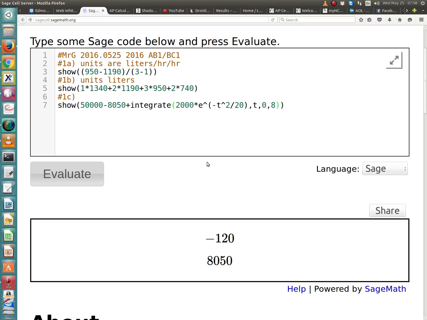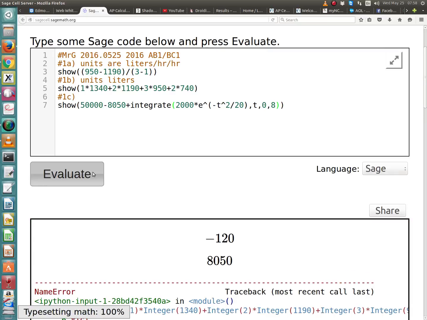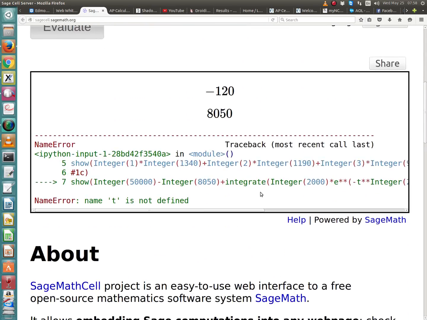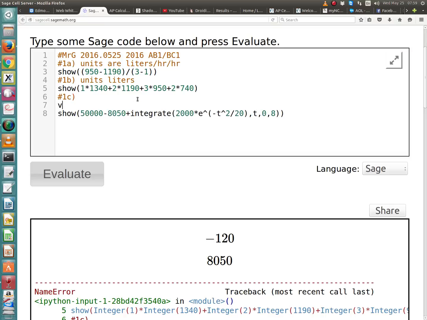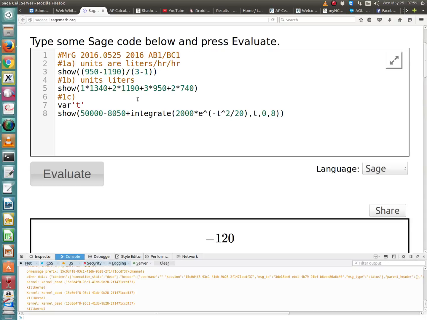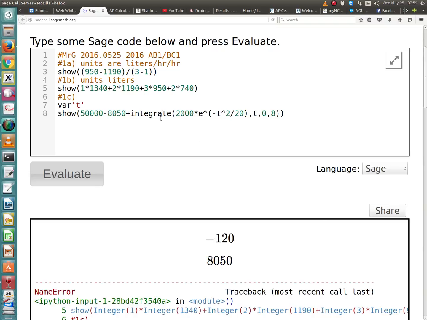All right, let's see what we get. Oh, what did I do? Other versions of Sage actually allow you to use t and x. Okay, we're going to have to var t here. How about I var t right here? Whoa, I put the parentheses in the wrong place. Let's put it over here. Hang on, one disaster at a time.